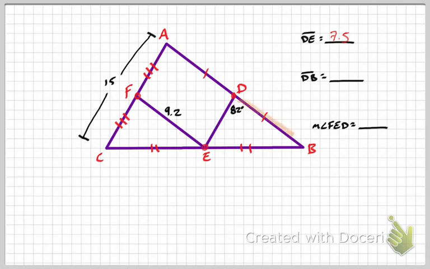DB is right here. Well, I know that this length is double this length. But if this is 9.2, then this would also be 9.2 because the whole thing is double 9.2. And I know both of these are the same length, so it'd be AB divided by 2, which is 9.2. So this is 9.2. And finally, angle FED, which is this angle right here. And again, remember, parallel line, transversal, that angle is also 82 degrees. Okay, alternate interior angles. All right.